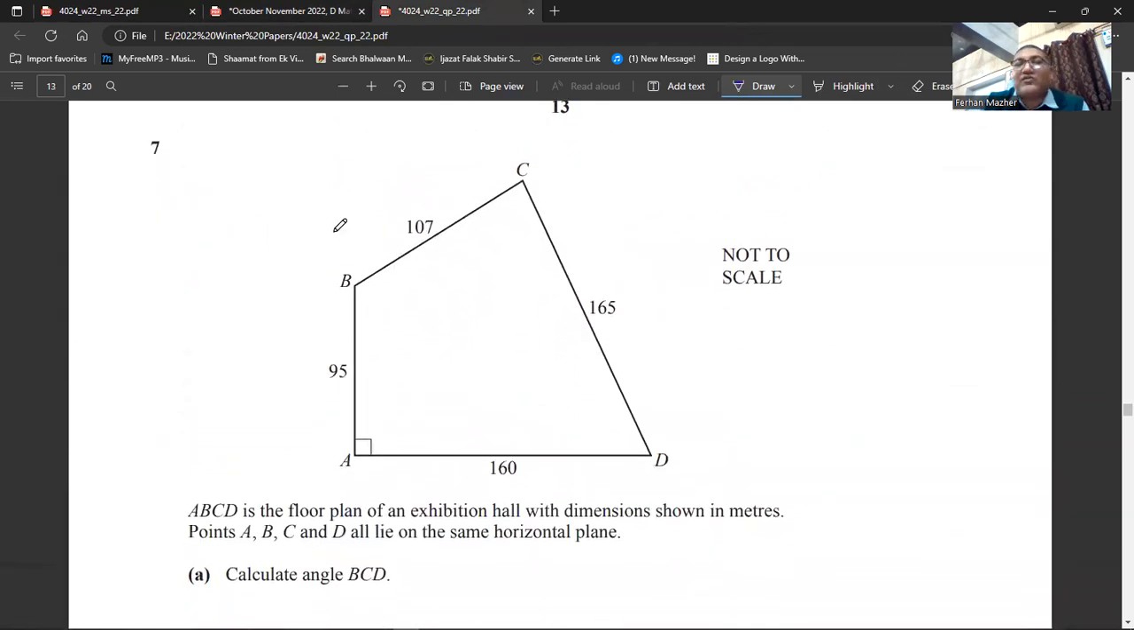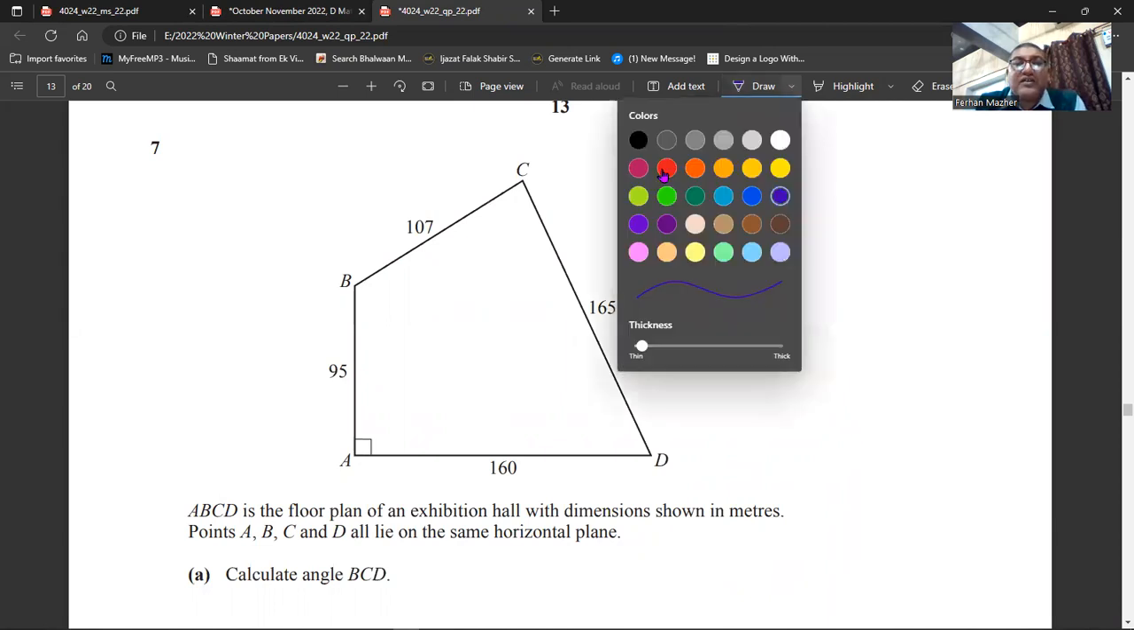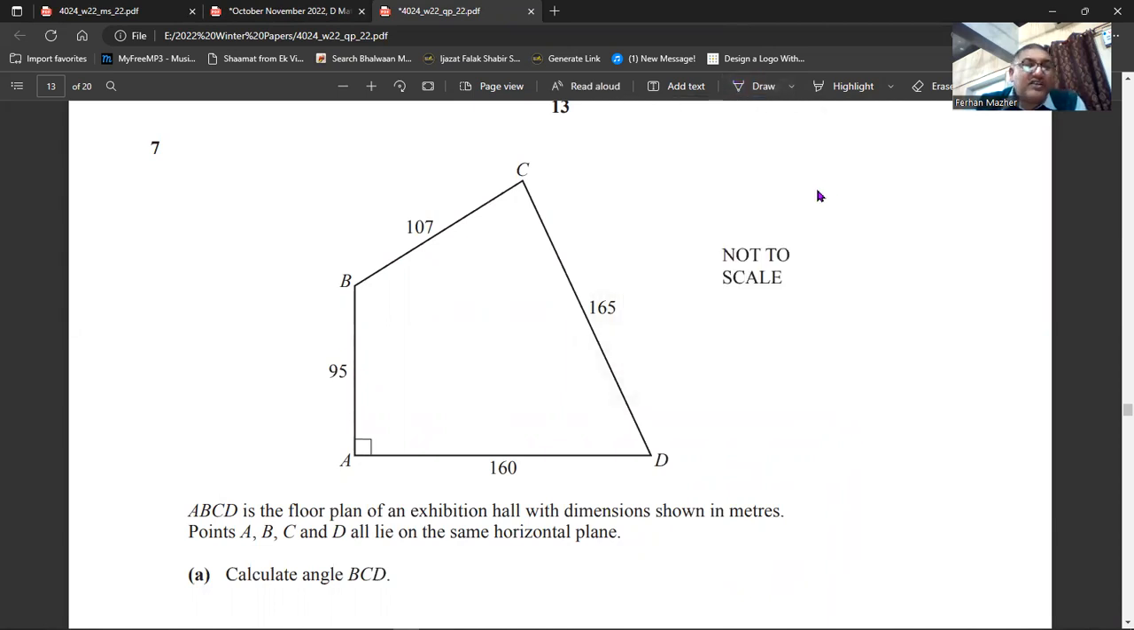Okay, so we are going to the next question. The next question is question number 7. It says ABCD is the floor plan of an exhibition hall with the dimensions shown in meters. Points A, B, C, and D all lie on the same horizontal plane. Calculate the angle BCD. So basically, they are asking me to find this angle BCD.